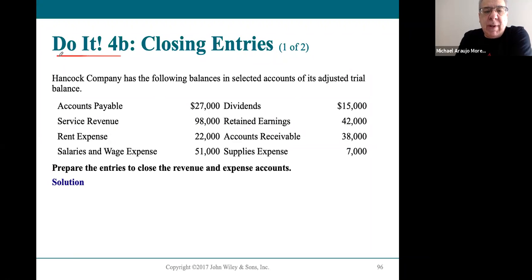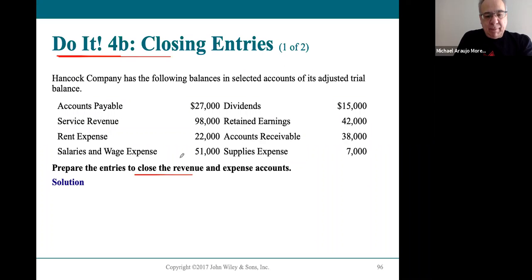So this is the focus today, doing our closing entries. And here's a company, Hancock, that wants to prepare its closing entries at the end of its whatever period of time this is. Now, normally, again, this would be done at the end of every year. Your book simplifies it, so they're going to say to do it at the end of a month or whatever. Anyway, just follow along. It's a learning process. They want you to prepare closing entries.